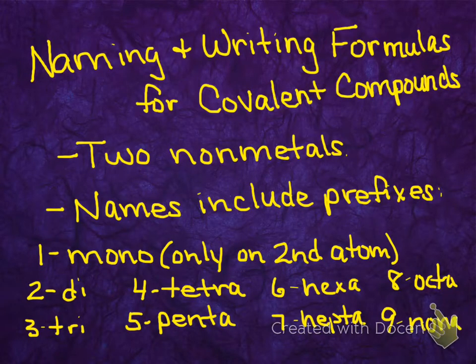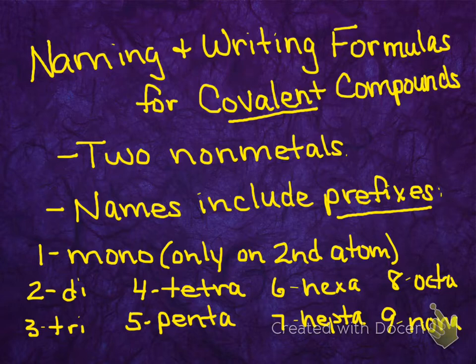Lyons. Today's video is on naming and writing formulas for covalent compounds. The covalent compounds that we are going to name and write formulas for will only contain two types of elements, so two nonmetals. And the thing that's different about covalent compounds, because covalent compounds don't have charges, is that the names are going to include prefixes. We're going to put a prefix before the name of the element to tell how many of that type of atom there are.